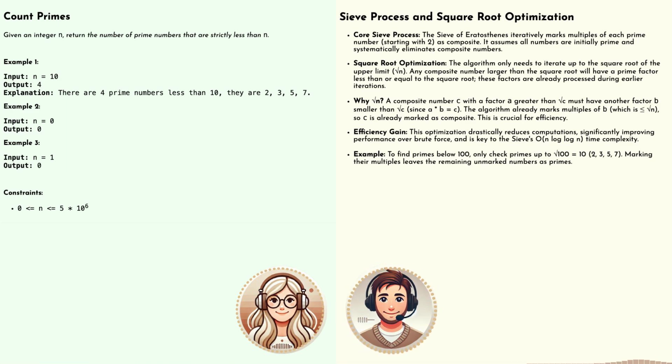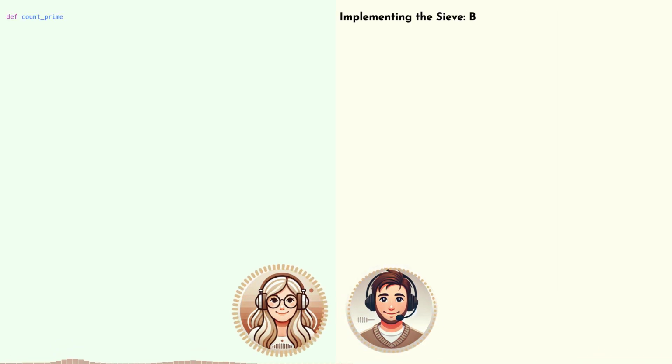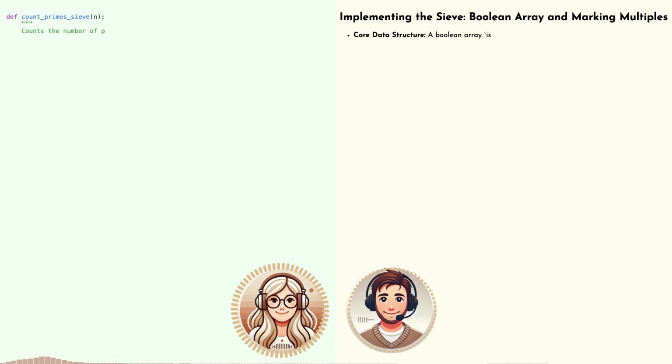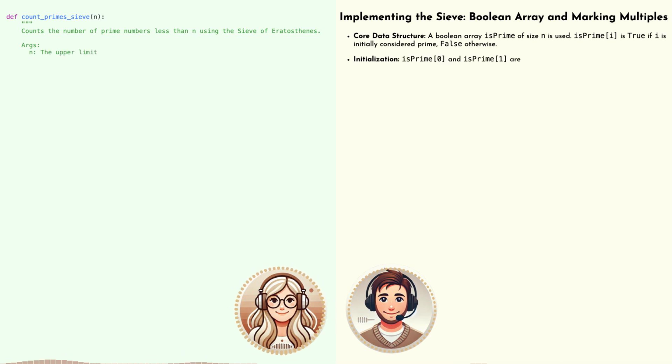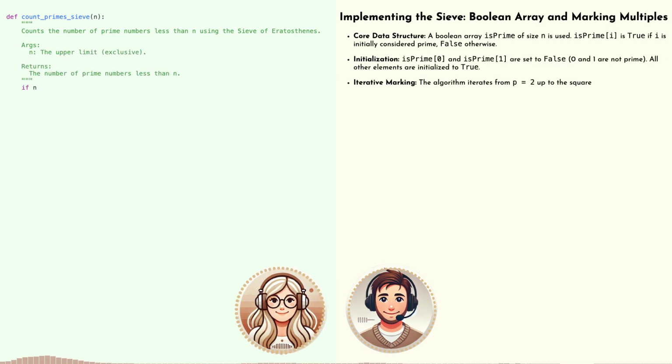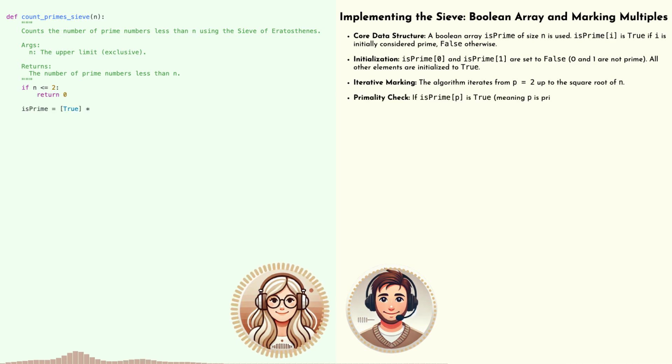Got it. So this sieve isn't just clever, it's actually super efficient too. Can you give us an idea of how this might look in code? We don't need actual code, just the general idea. Sure. We could start by creating a Boolean array. Let's just call it isPrime. This array would have a size of n. And we're going to set every element in the array to true at the beginning because we're going to assume that they are all prime.